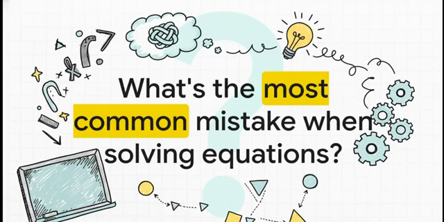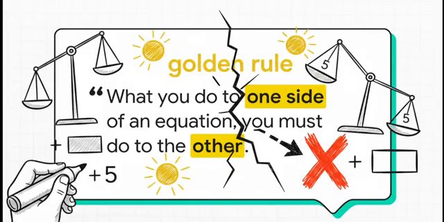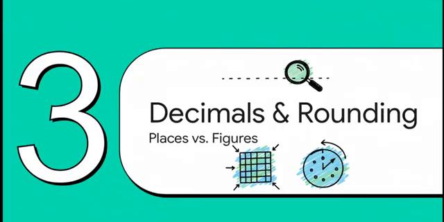Okay, so the process is pretty logical, right? So what do you think is the number one most common mistake that trips people up and gets them the wrong answer? Well, here it is. The biggest mistake, hands down, is forgetting the golden rule of algebra. If you add 5 to one side, but you forget to do it to the other, the whole thing is broken. The equation isn't equal anymore, and your answer is going to be wrong. Guaranteed. Every single time.